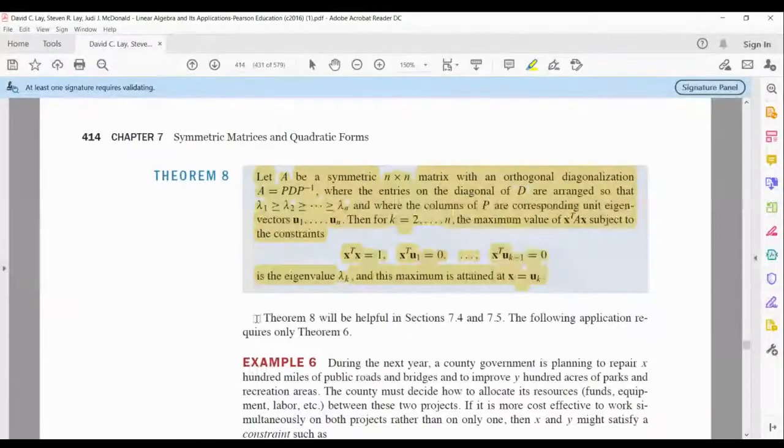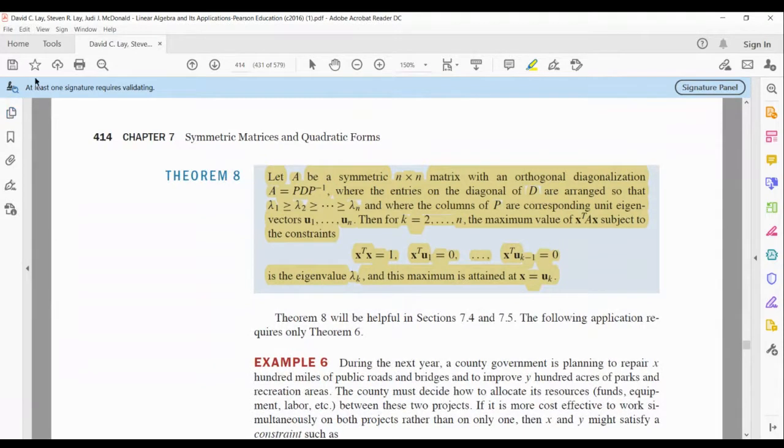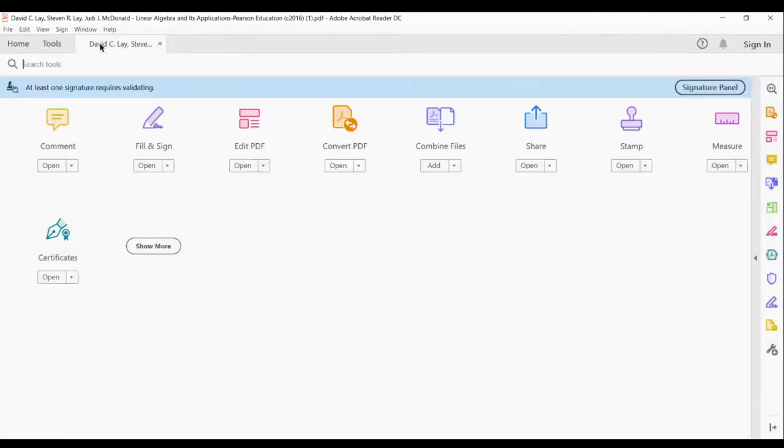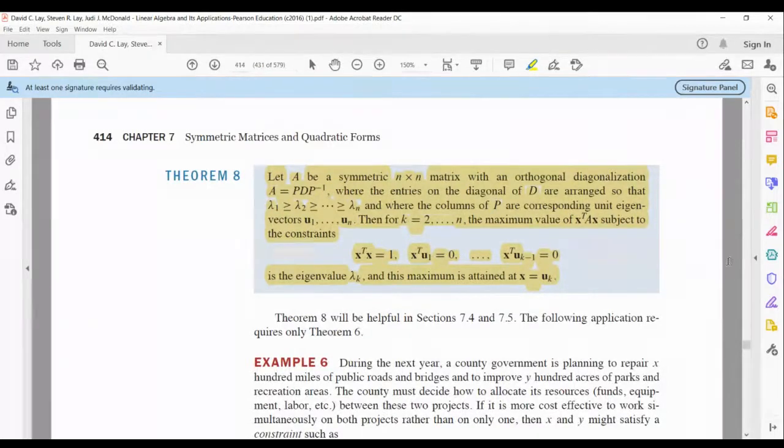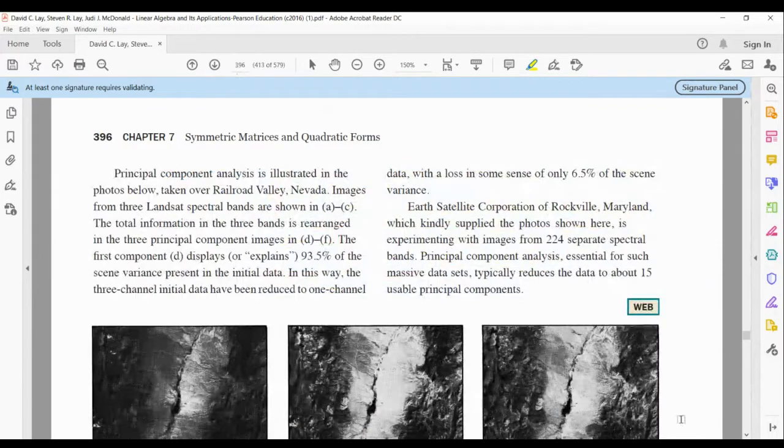What is that? Well, let me show you here. If I can, hold on here. What I'm trying to do is go back here. Let me see if I can find it. It's at the beginning of chapter 7, page 396. Let me see if I can just type that in. Yeah, image processing here.